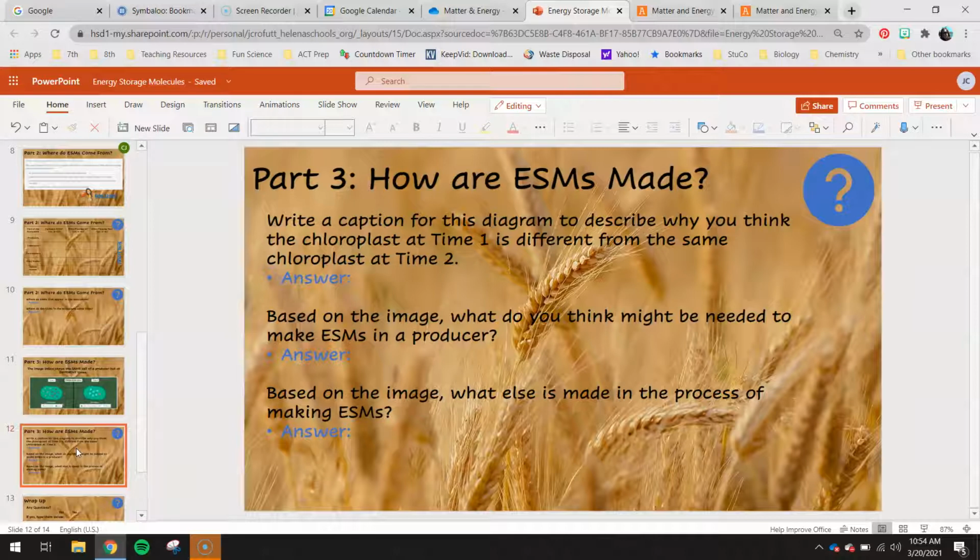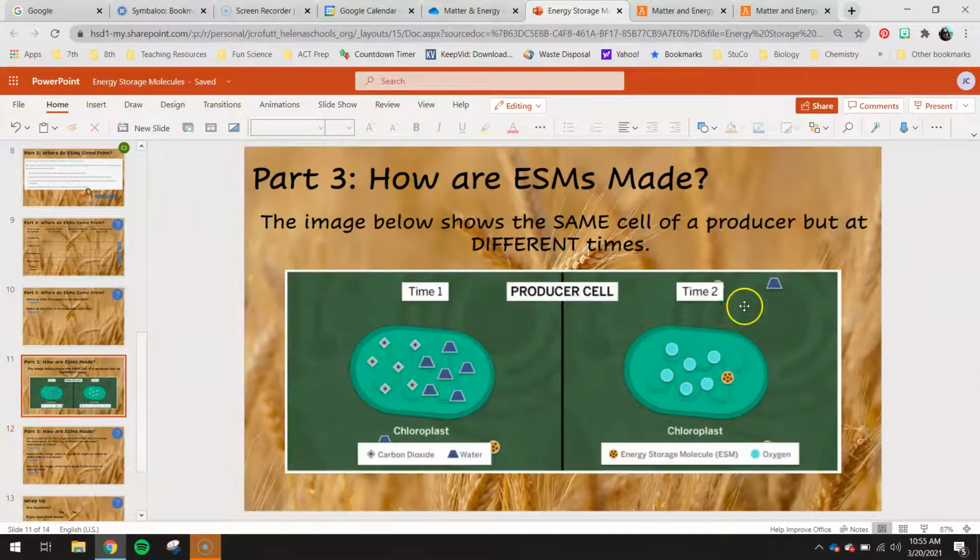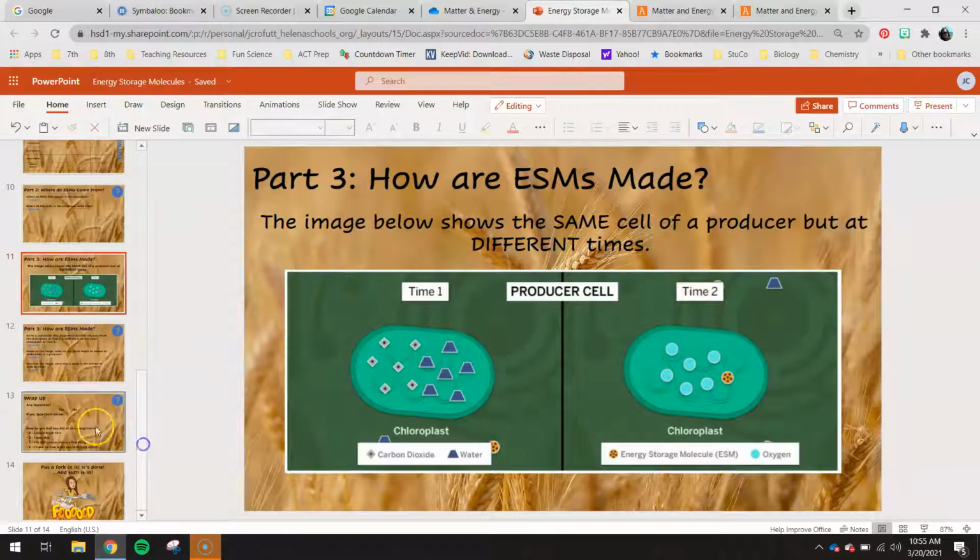So what do you think is happening in that little diagram that's giving you those different pictures from time 1 and time 2? Based on the image, what do you think might be needed to make an ESM in a producer? If you look at this as a recipe for a producer to make an ESM, what's needed for that? And then based on the image, what else is made in the process? When making an ESM, there are other things that are produced other than ESMs. So what might those be? Again, look at that image to get the answers to those questions.